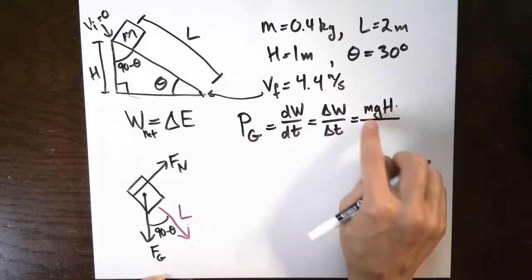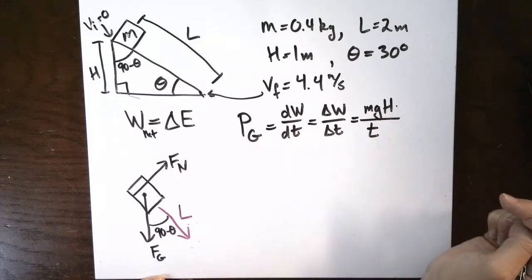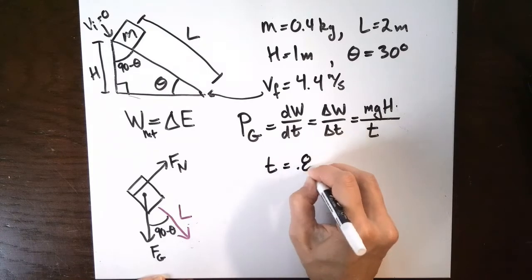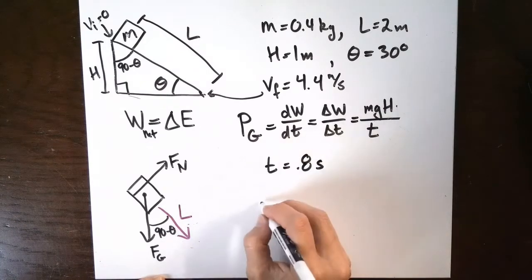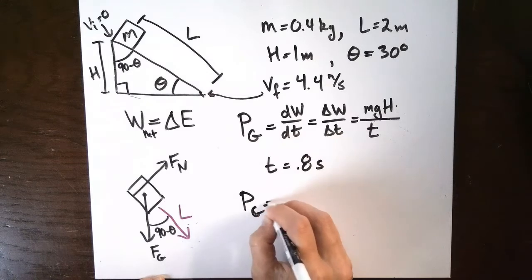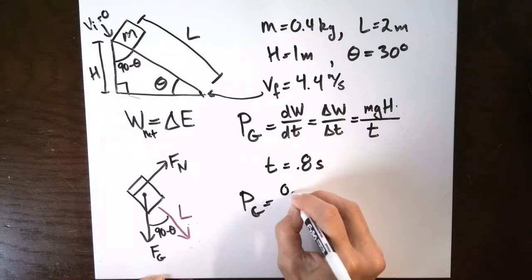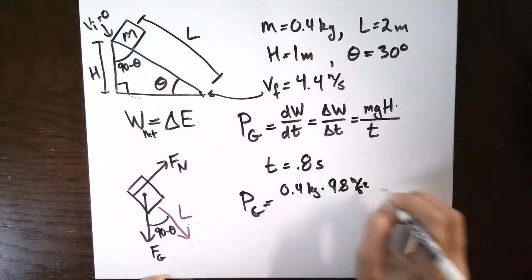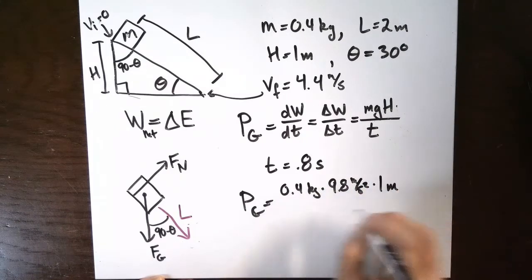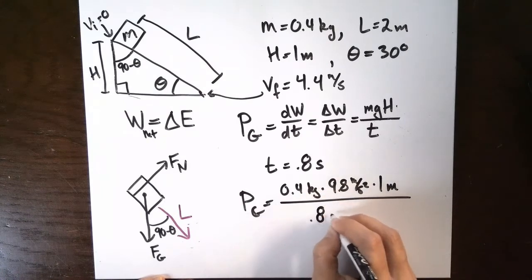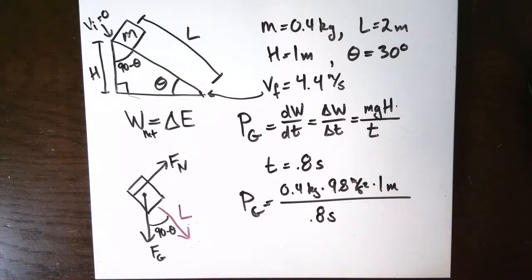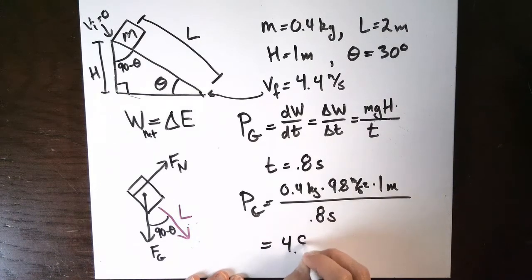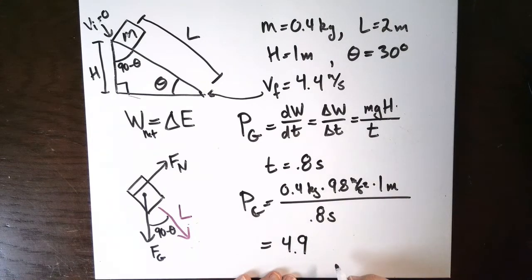All right, so we know mass, we know g, we know h, and we know t. We are told t is 0.8 seconds. So the power generated by gravity is going to be the mass, which is 0.4 kilograms, gravity 9.8 meters per second squared, height 1 meter over 0.8 seconds. And if you plug that into your calculator, you will get 4.9 and then the units.